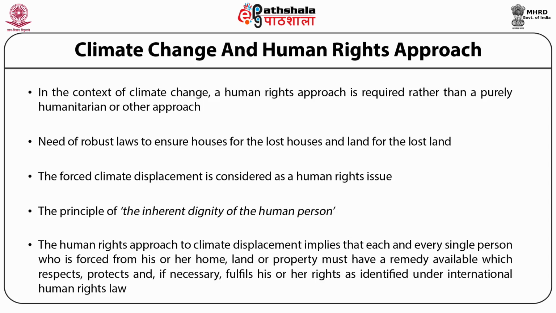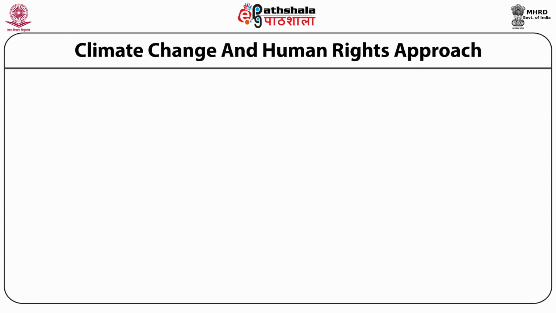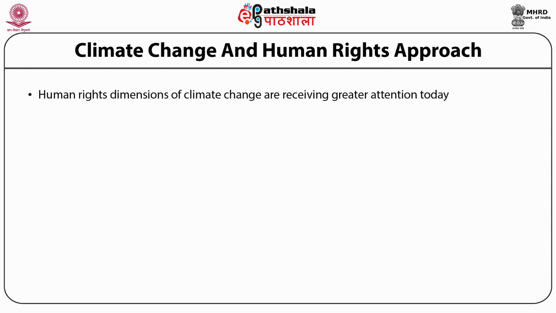Climate justice calls for ensuring the climate displaced persons a home for a home and a land for land. This is the essential message needed to be sent to all states, all intergovernmental organizations, and all people worldwide. It is fortunate that human rights dimensions of climate change are receiving greater attention today. The United Nations Human Rights Council has conducted several studies on the issue.